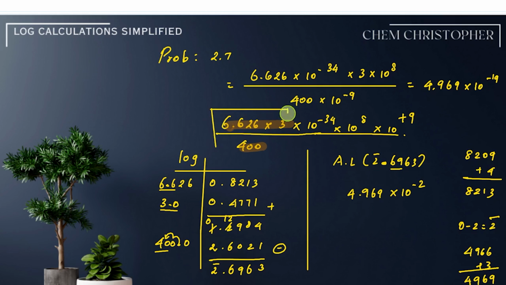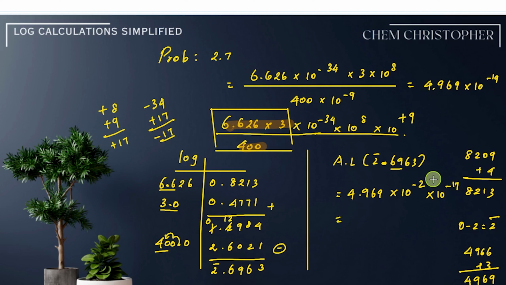This term we have simplified. So still we need to simplify the 10 powers. We have plus 8 plus 9. So when you add plus 8 and plus 9, you get the answer plus 17. So here I have minus 34 plus 17. I will be getting minus 17. So I need to multiply with minus 17. I'm going to get minus 2 minus 17. I'll be getting 10 power minus 19. So 4.969 into 10 power minus 19. That's the answer. Got it?